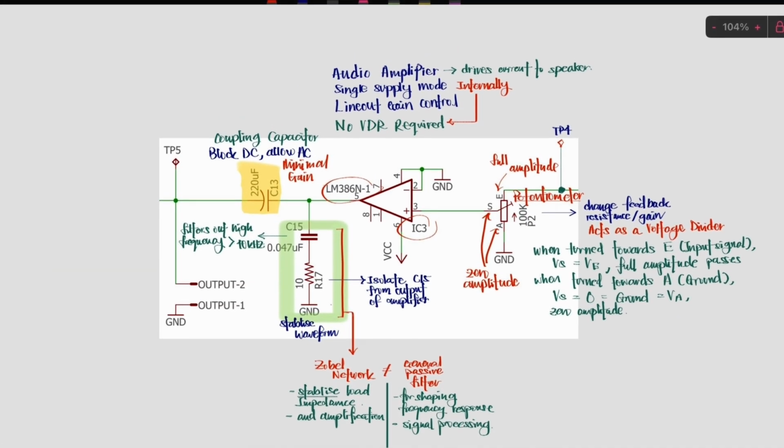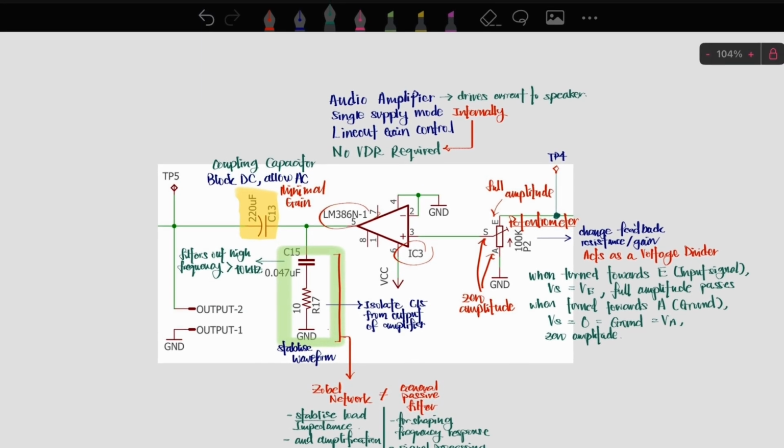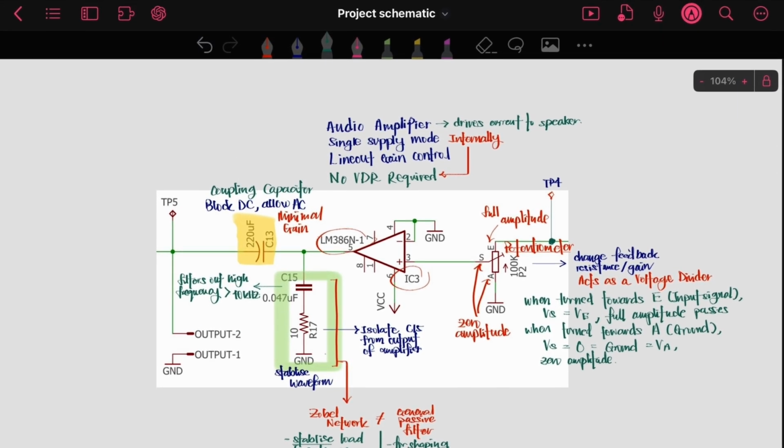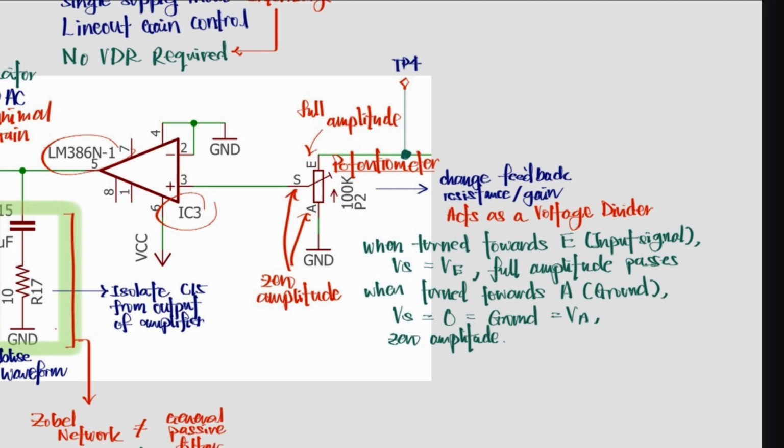At stage 4, we have the audio amplifier or line-out gain control with internal single supply mode. It drives current to the speaker. The waveform from the previous stage will enter the last stage of the biomedical signal processing system via the potentiometer E terminal. You will notice upon further analysis that this is the only stage in this entire project that does not use a voltage divider as a level shifter.